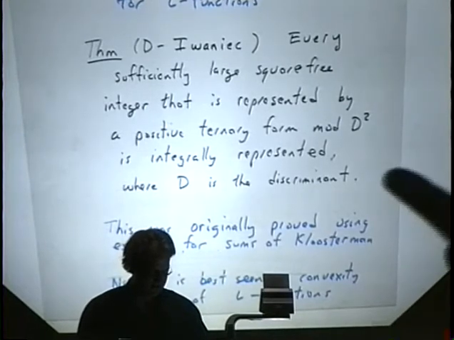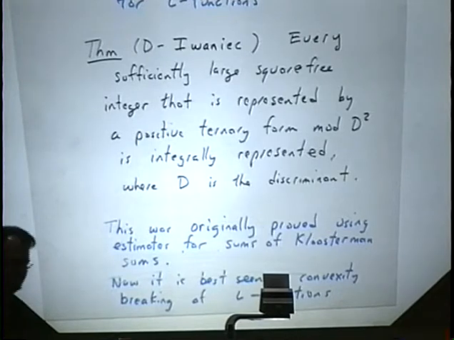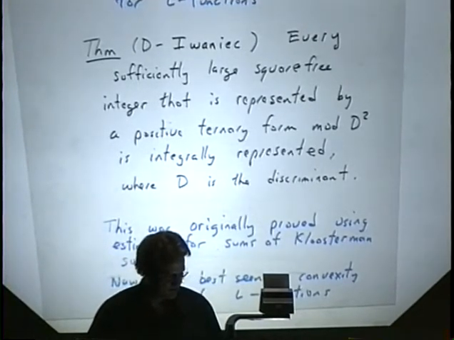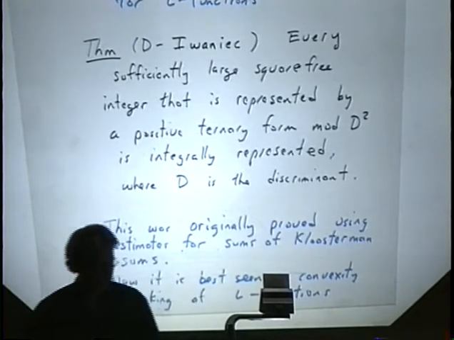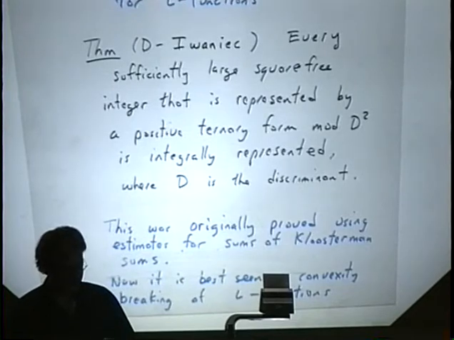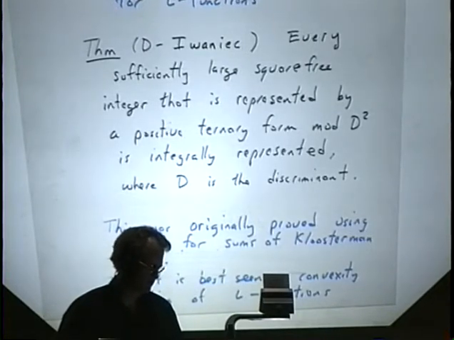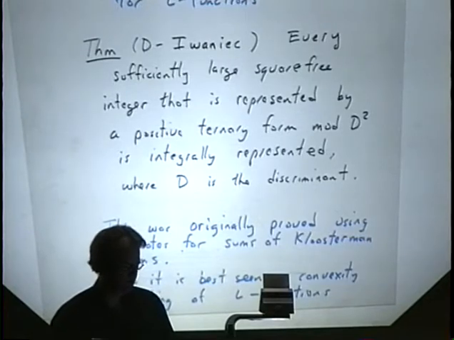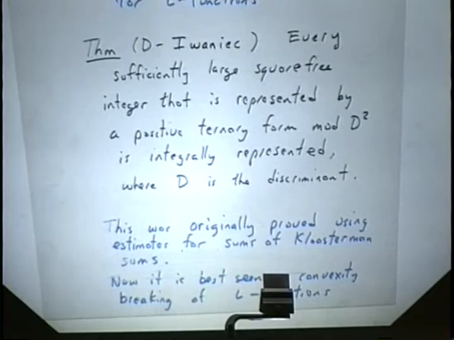And the sufficiently in this theorem has the annoying property that it's non-effective. So I'll return to this later. It's a stumbling block. Now this theorem was originally proved using estimates for sums of Kloosterman sums. However, it's evolved to the point where it's best seen now in the family of such problems as being an example of convexity breaking, which is something I'll return to in more generality.